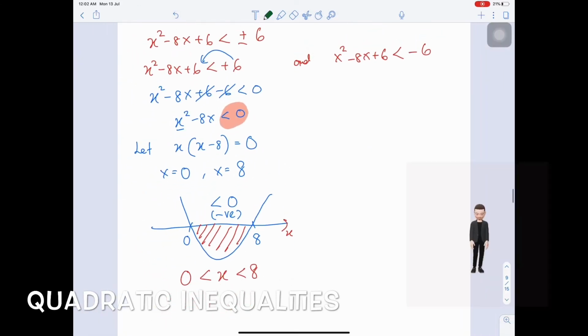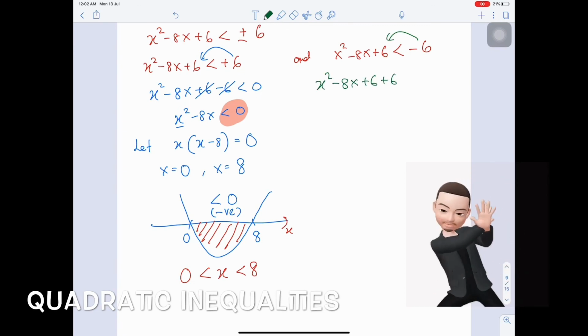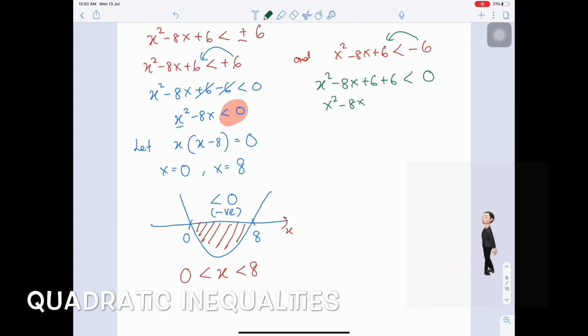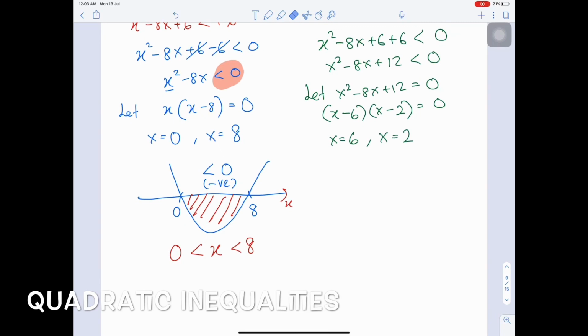And then the second one. Bring to the left, so x squared minus 8x plus 6 plus 6, which is x squared minus 8x plus 12 less than 0. Let x squared minus 8x plus 12 equals 0. By using the calculator as usual, find the value of x first. You get x equals 6 and x equals 2. So x minus 6 and x minus 2. This is how you factorize by using the calculator.